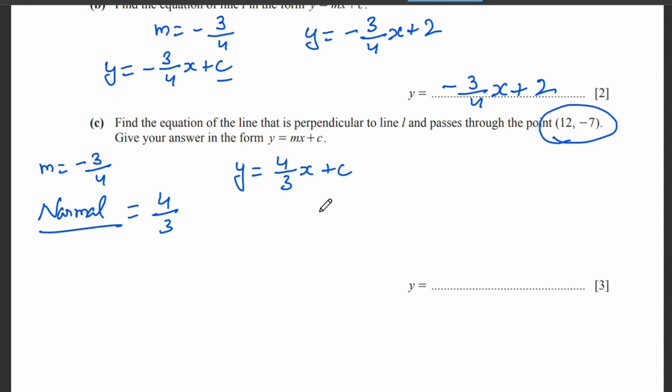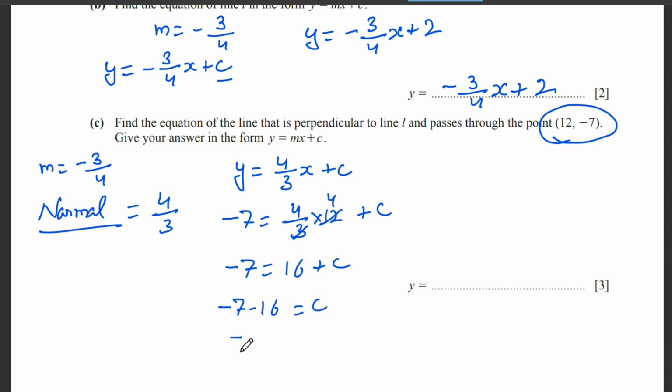Substituting the point (12, minus 7) to get c. So y is minus 7 equals 4 by 3 times 12 plus c. So this goes 4 times 4, which is 16. Taking 16 to the left-hand side, minus 7 minus 16 will be minus 23. So that's the value of c, the y-intercept. Substituting the value of c, you get the equation y equals 4 by 3x minus 23. So here's the final answer, 4 by 3x minus 23.